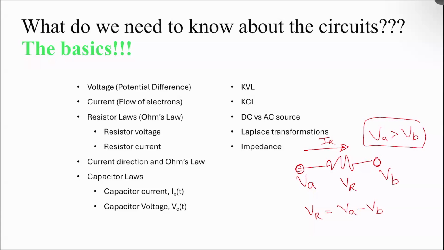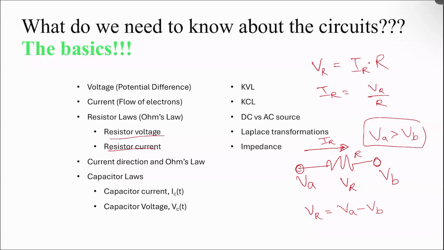And next, we have resistor law. What does Ohm's law say? Your VR is equal to IR times R, right? This is our resistor voltage and the resistor current. We just have IR equal to VR by R. And also make sure to follow the current direction while you're making your Ohm's law.